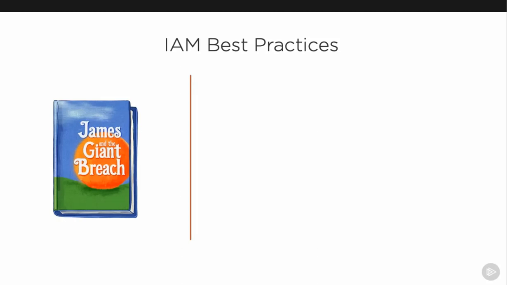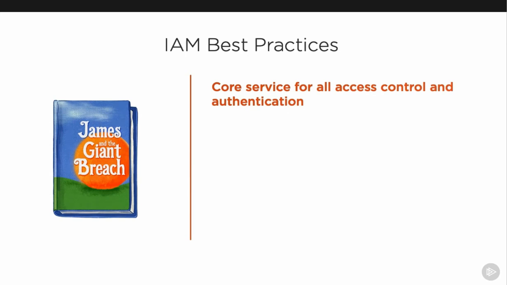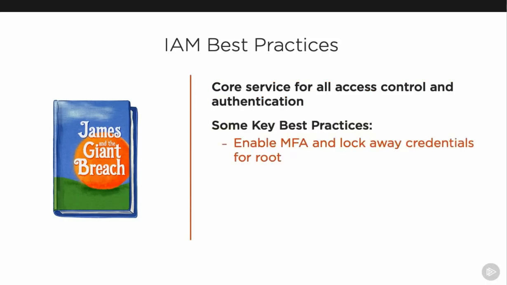Now the first main thing is, obviously IAM is the core service for all access control and authentication for our AWS accounts. Everything starts with IAM essentially whenever we're interacting. Now, the next is a list of some key best practices, and the first one is to always enable MFA, especially on the root account, and then lock away your credentials for root if you can. A lot of teams will enable MFA and then take their credentials for root and lock them in a safe somewhere where only certain individuals can access it.